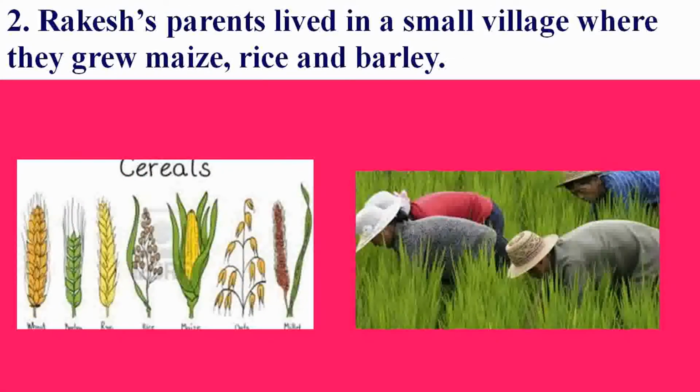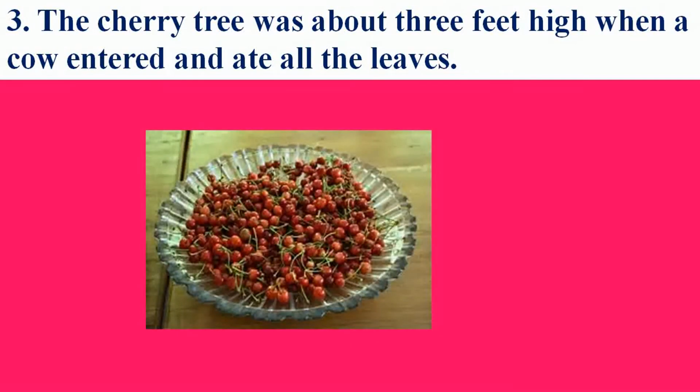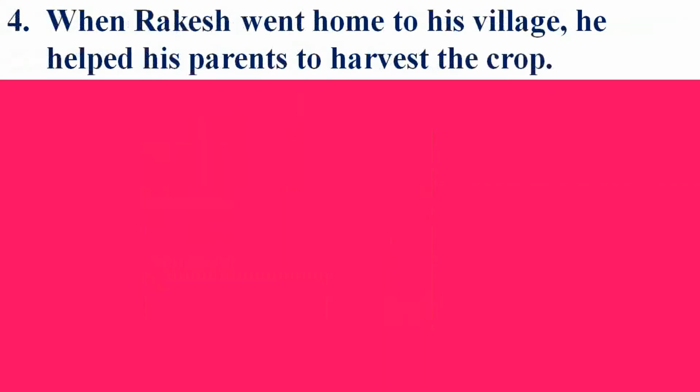Rakesh's parents lived in a small village where they grew maize and rice and barley. Answer is true. Next question. The cherry tree was about 3 feet high when a cow entered and ate all the leaves. Answer is false. Next question.